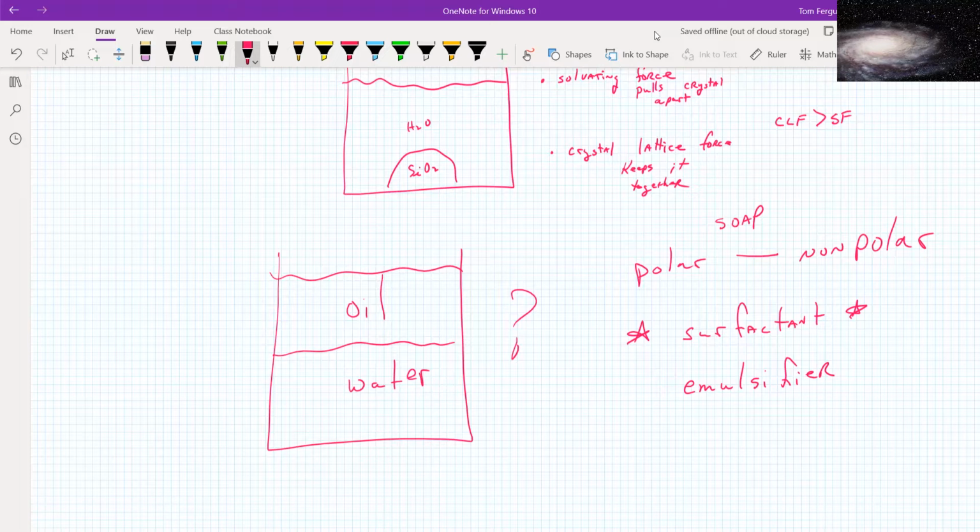Okay, so this polar non-polar bit is really important, biochemically and otherwise. It's just a really important concept to get across. Then you've got two forces interacting with one another, the crystal lattice force and the solvating force. And the solvating force is affected by temperature.